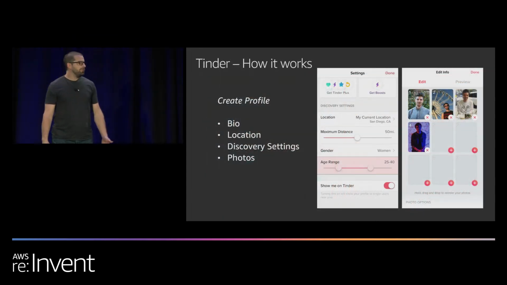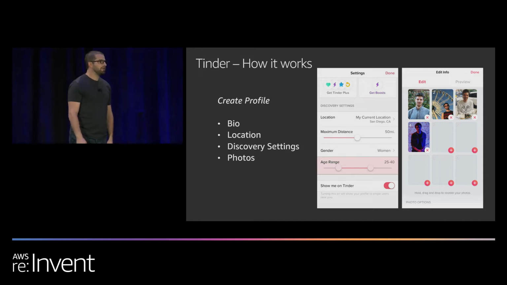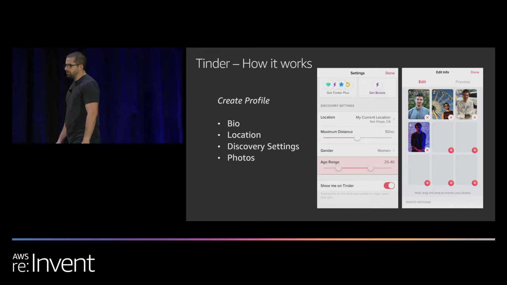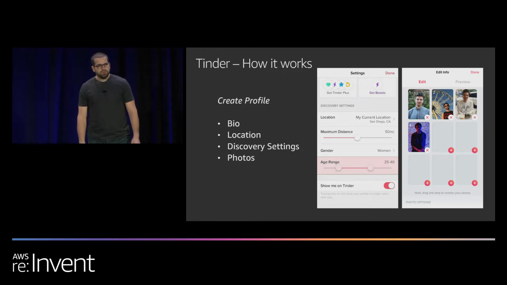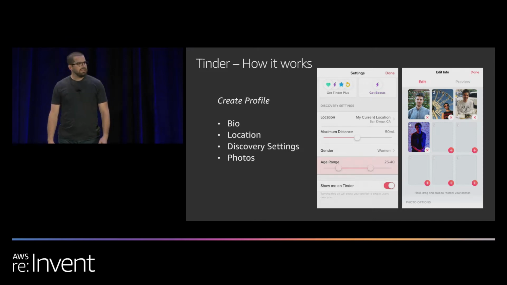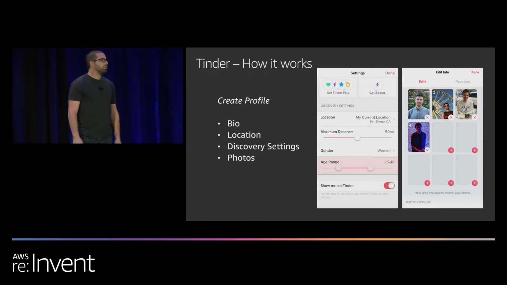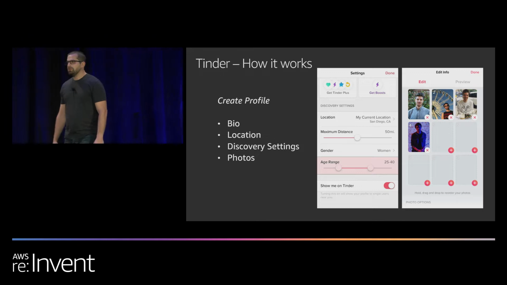If you don't necessarily understand, maybe you've never used Tinder, let me walk you through some of the steps. So the first thing is to create a profile. You want to basically present your best self. Enter a short bio, set your location, specify your discovery settings for potential matches that you might be interested in meeting, and then upload photos.